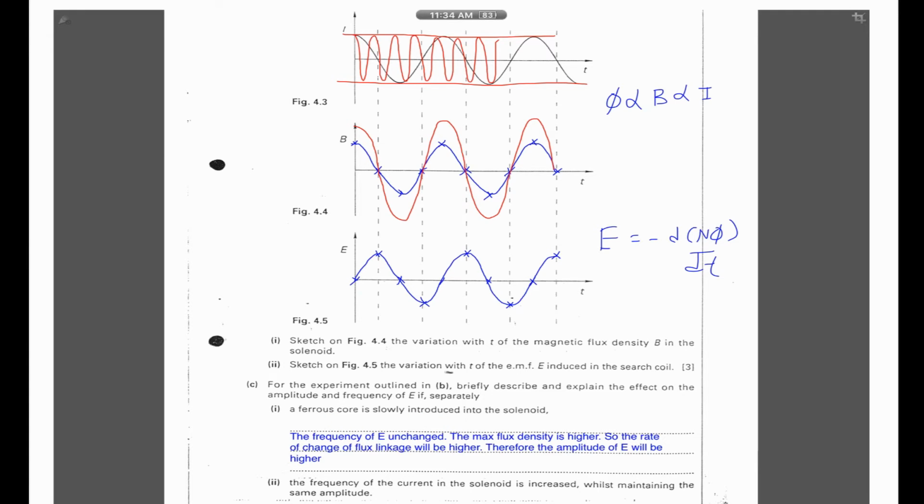However, what happens to the amplitude of the induced EMF? Now remember, the amplitude of the induced EMF, or the magnitude here, depends on the gradient of this graph. When I drew the red color graph, is the gradient different from the original blue color graph?